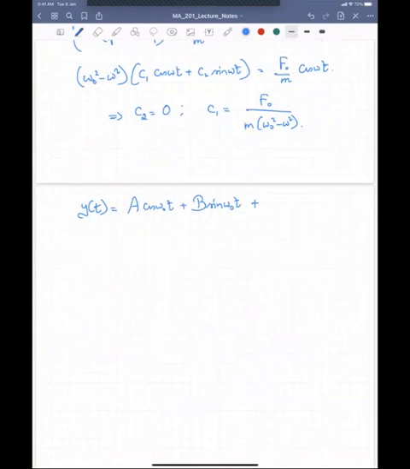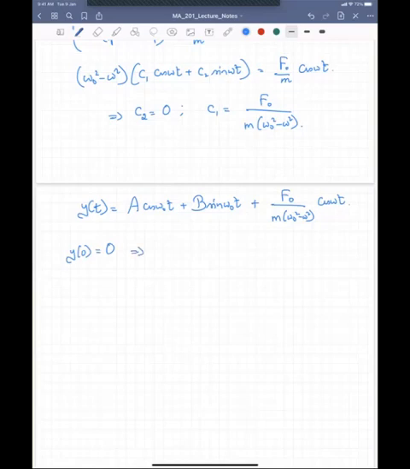Plus c1 cosine omega t. So I would have this. Okay. Now that you have figured out the final solution, now impose the initial condition. So now I will demand that y of 0 is 0. What would this give me?